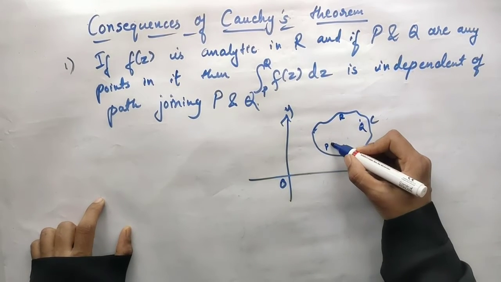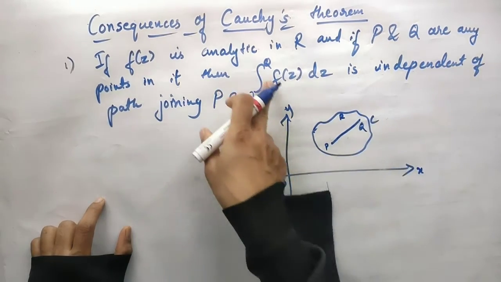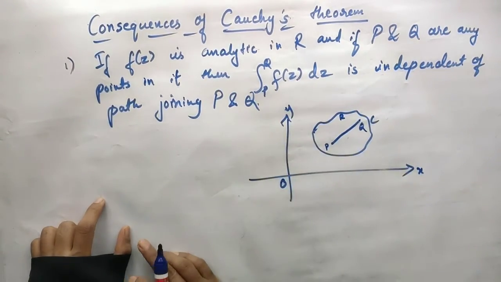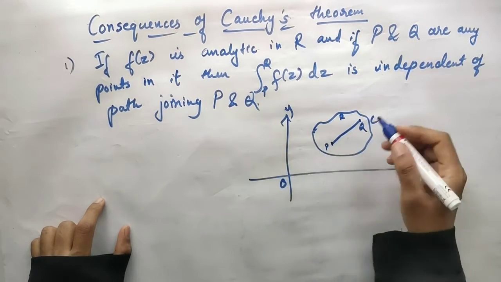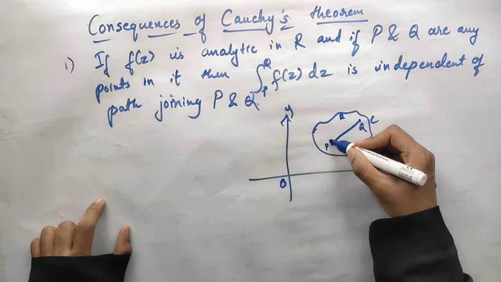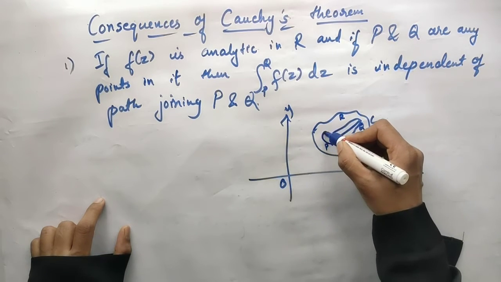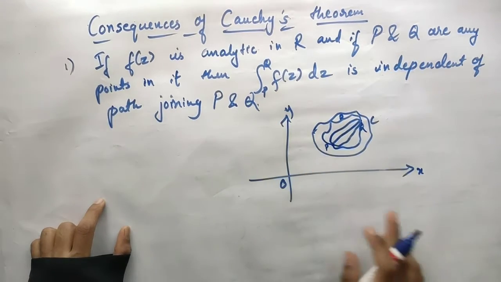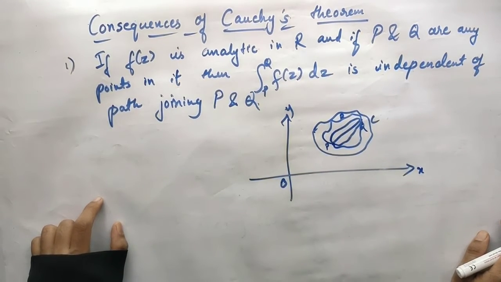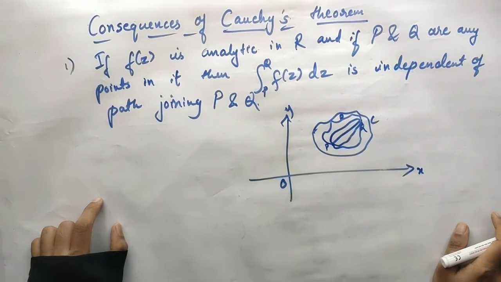So the integration between P and Q of f of z dz is independent of the path. It means if you take the integral from P to Q of f of z dz, it is independent of the path. You can join this way or this way. Wherever you take the path, the value of this integral will not change. You follow any path, the value of that integral will be the same.